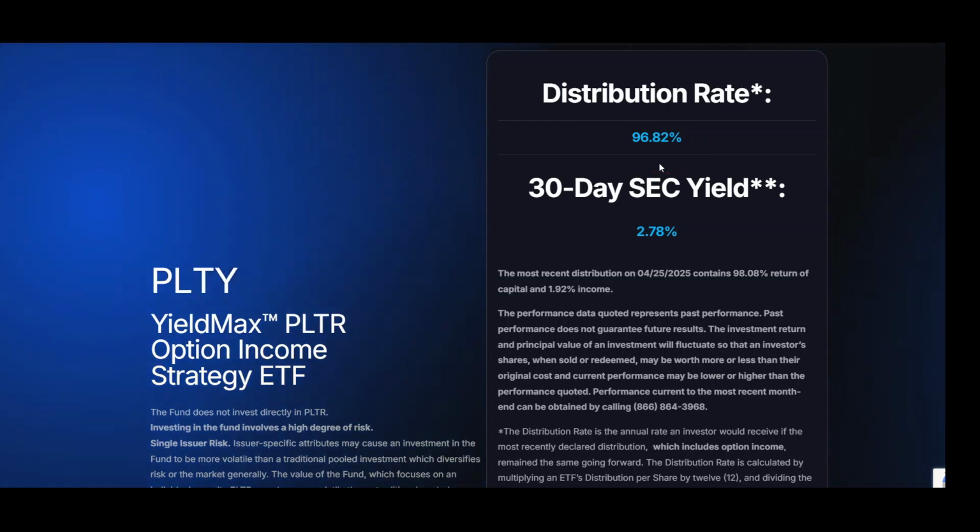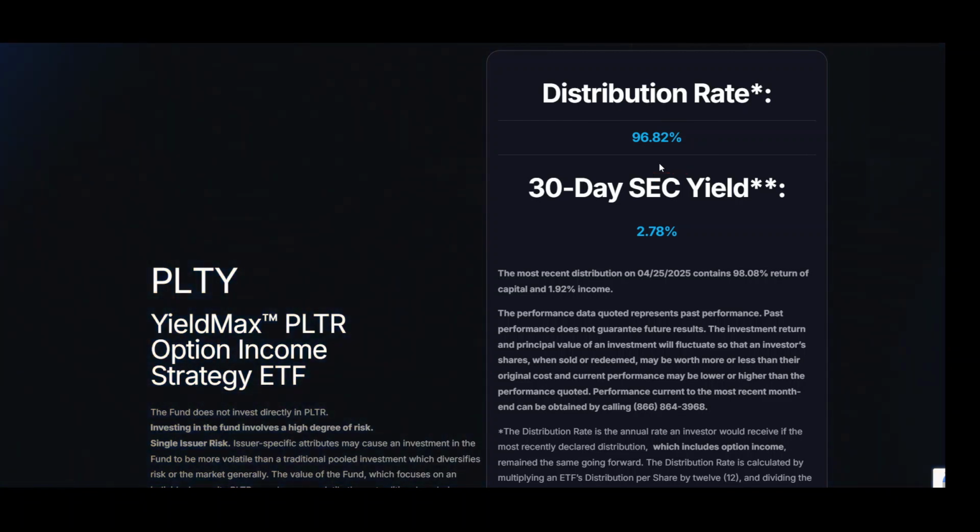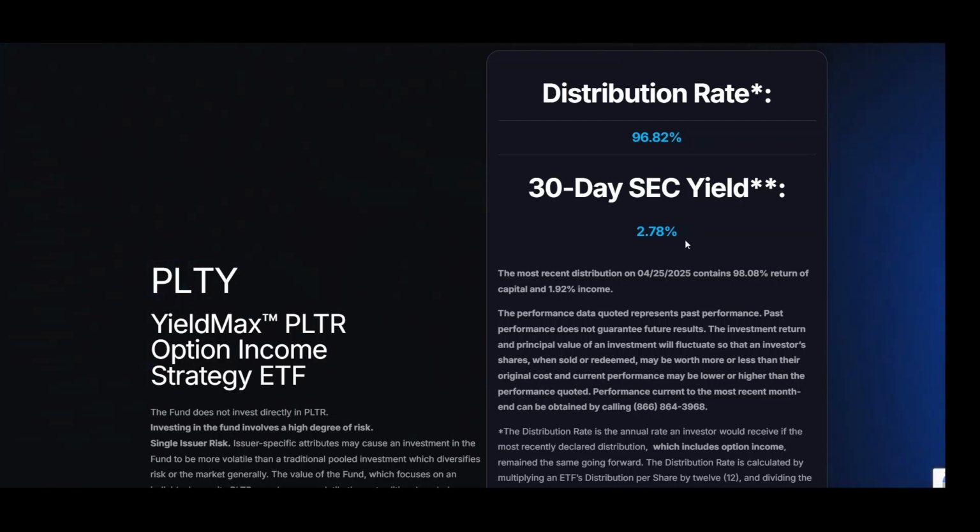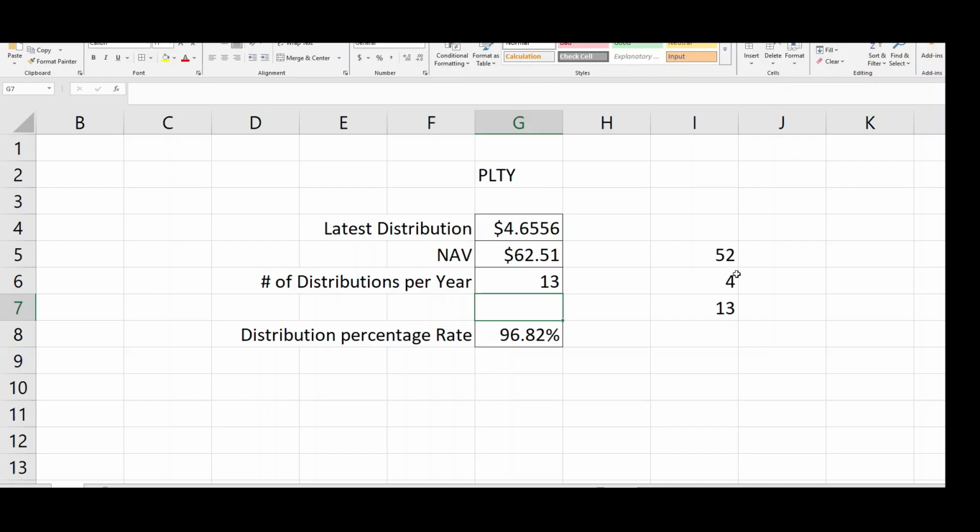96.82. So we know our math is correct and that it is calculated as such. So let's look at the spreadsheet and see if we can understand what that's actually telling us. All right. So we know that our percentage rate here is indeed 96.82%. So we know we did our math right.